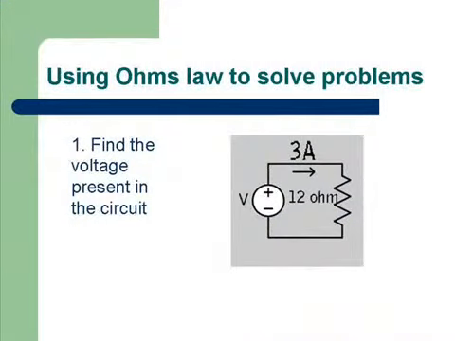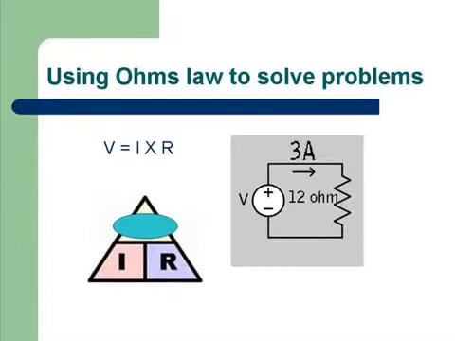Now we can use Ohm's law to solve some electrical problems. The first circuit has a current of 3 amps flowing into a 12 ohm resistor and we're required to find the voltage. So we can use our technique previously introduced, which is using the Ohm's law triangle.